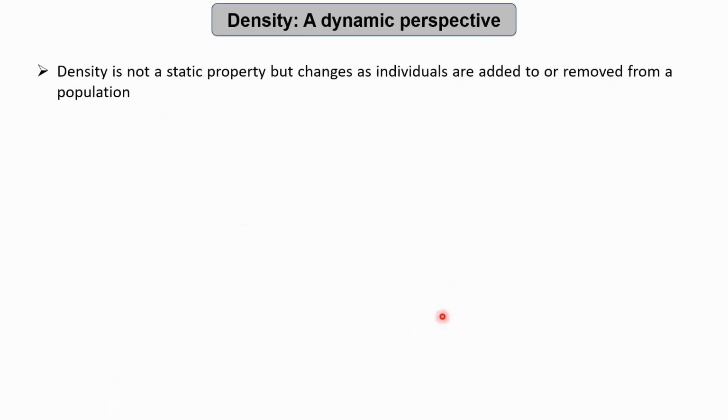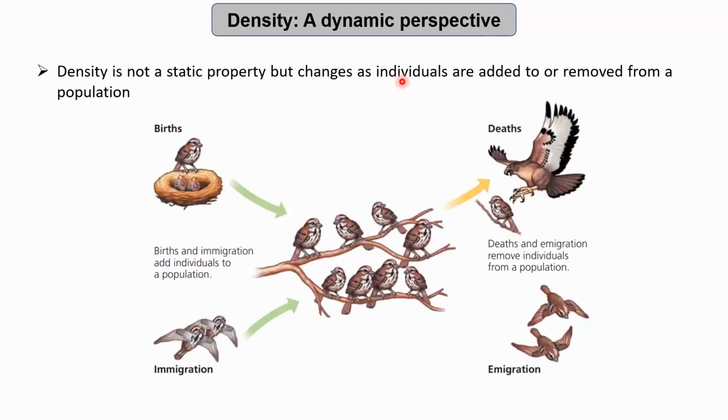So density of a population is not a constant parameter, it is a dynamic property, and it is not a static property. Density of a population may change as the number of individuals changes in the population. So individuals may be added to a population, or they may be removed from a population. There are various factors that may contribute to the addition or the removal of individuals from the population, leading to changes in the population density.